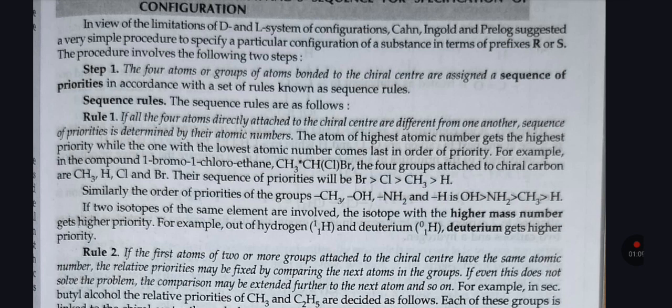If two isotopes of the same element are involved, the isotope with the higher mass number gets higher priority. For example, out of hydrogen and deuterium, deuterium gets higher priority.